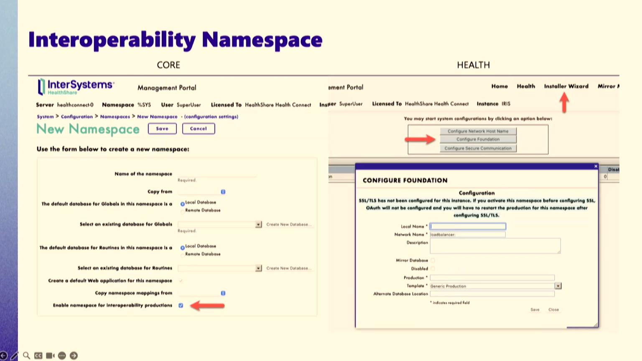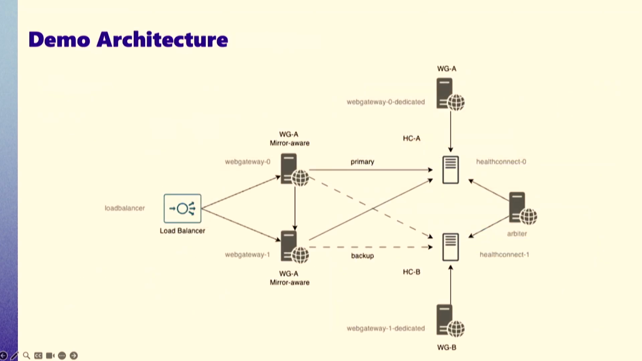There are a few reasons for that. A few scripts run in the background, and one of those scripts is regarding mirroring. If you have mirroring enabled and configured the proper way, you're going to see some cool stuff happening in the background. Just to give you an idea, this is not a recommended architecture by any means. It's just the architecture I have in my demonstration. Basically, I have 2 mirrored instances of Health Connect, and 2 web gateways that are mirror aware. I have 2 dedicated web gateways for each instance as well, 1 arbiter and 1 load balancer. And we're going to see how all that plays together.